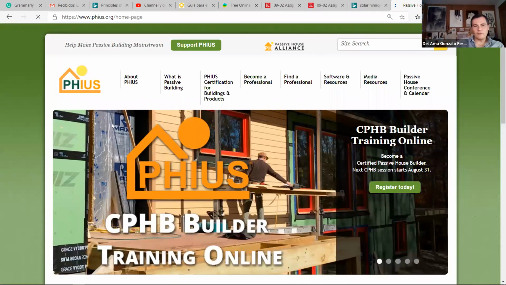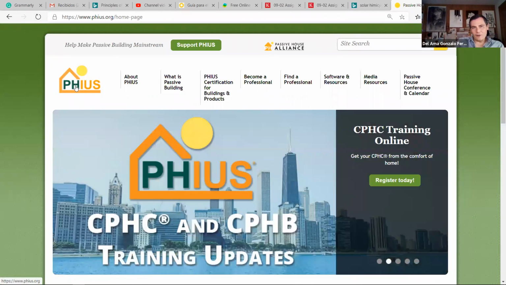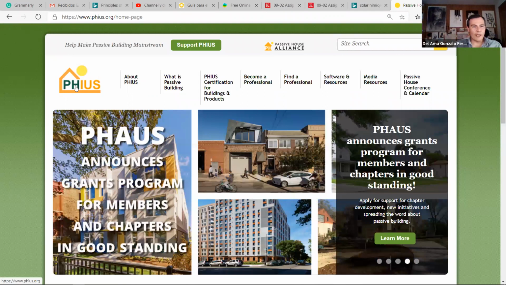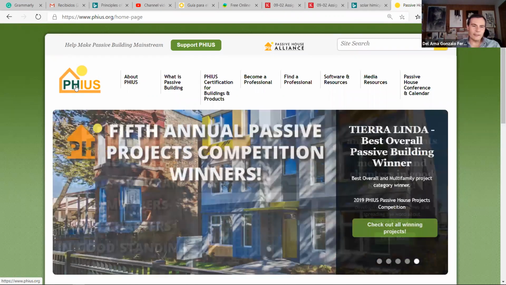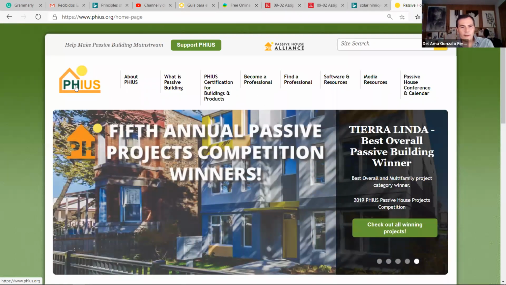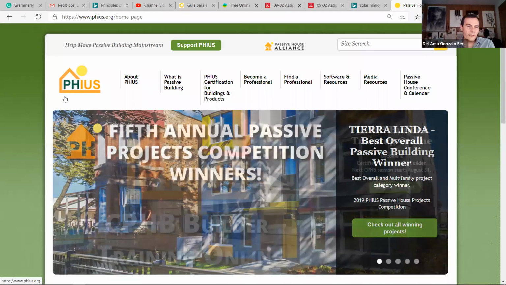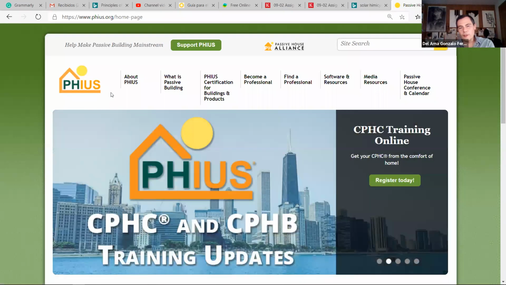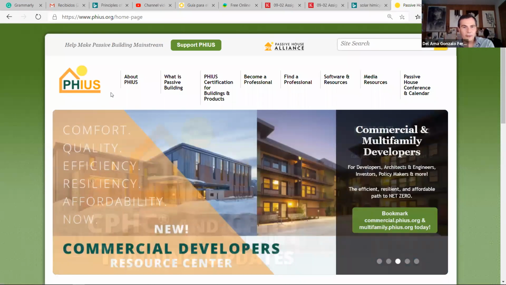Okay, so this is a very interesting website. What is Passive House? It's a standard. I mean, it's like the ISO or like ASHRAE. So there are a lot of architects, engineers, and constructors involved in this Passive House Institute in the United States, and they all have the same goal. They all aim to build or design high performance buildings.